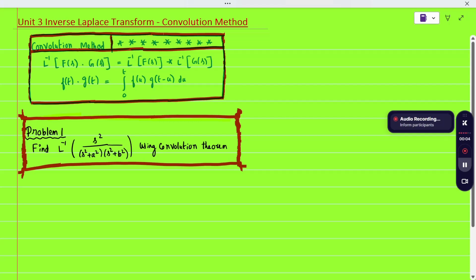Hi all, today's topic is inverse Laplace transform. The second method is the convolution method. So what do you mean by convolution? The simple convolution is nothing but the star, called convolution: L inverse of f of x into g of x.